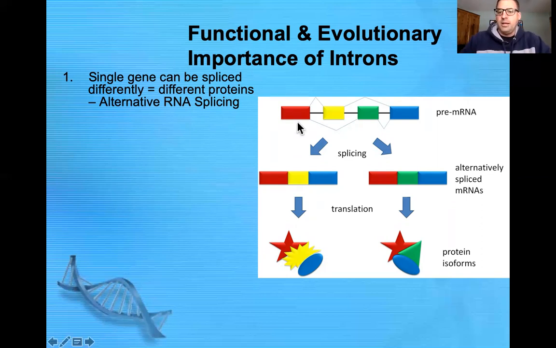So here's our primary transcript, sometimes called the pre-mRNA, that has been produced through transcription, and it's got these different sections of introns and exons. And we can take different segments of that primary transcript and cut them out and join the remaining segments together in different ways, which leads to the production of different proteins. And those different proteins then will carry out different functions in the cell.